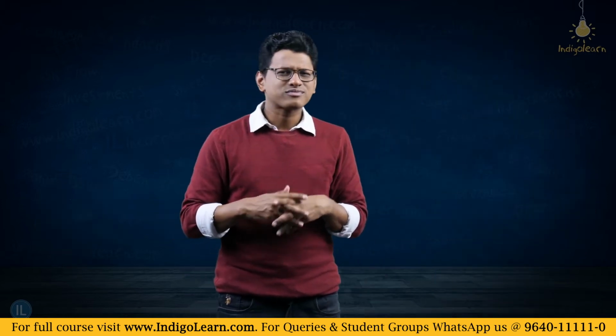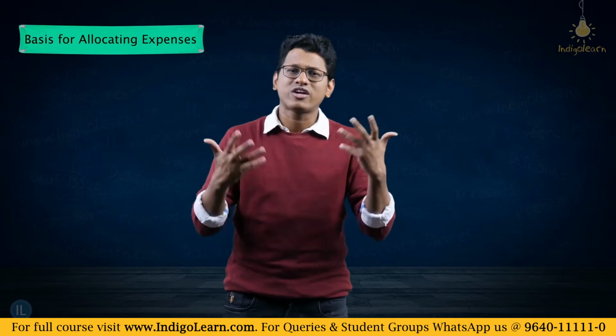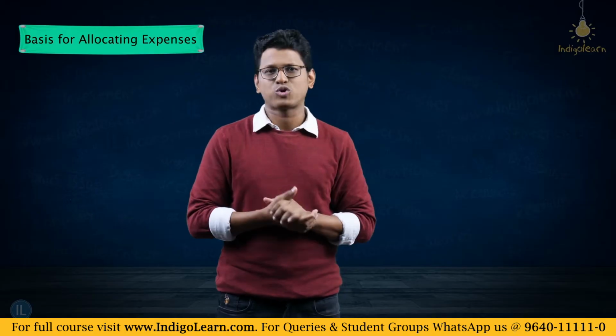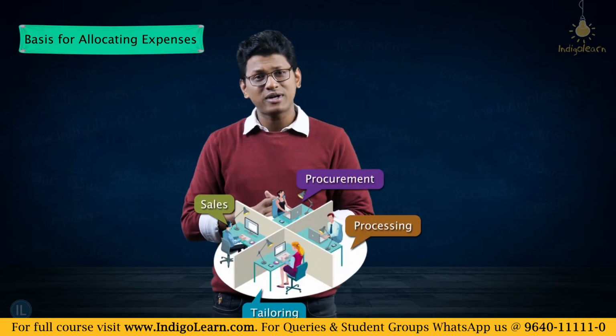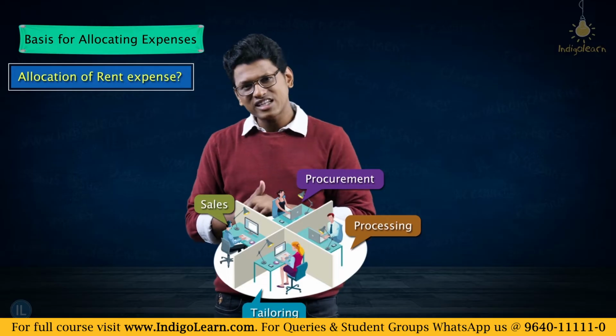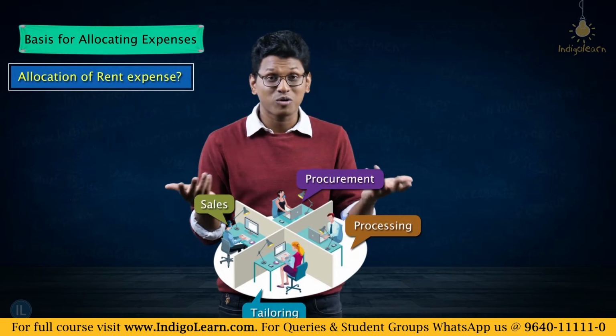Right. Now, friends, broadly you need to understand something called the basis for allocating expenses. Imagine that for 4 departments put together in the company, there is a huge office taken on rent. Now, how will the rent expenditure be shared to know the performance of each department? Can I say simply by 4? Well, that may or may not be appropriate.